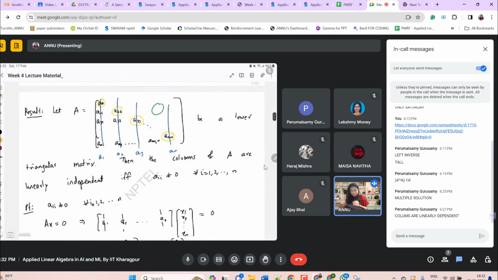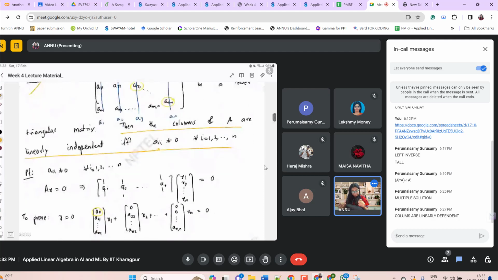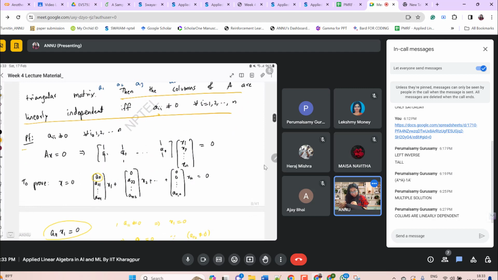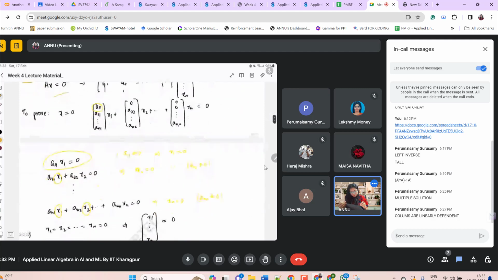So try to prove it. One more property of a lower triangular matrix is that it is invertible if and only if the diagonal values are not equal to 0. Otherwise, it will not be invertible. I'm not going to prove this.